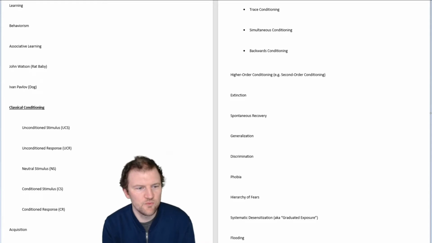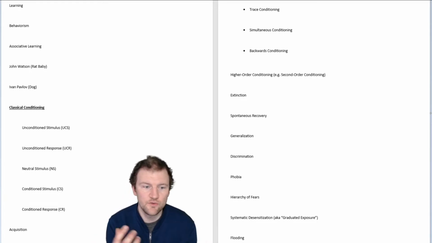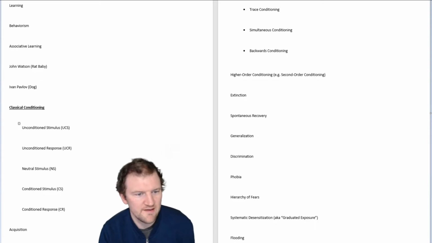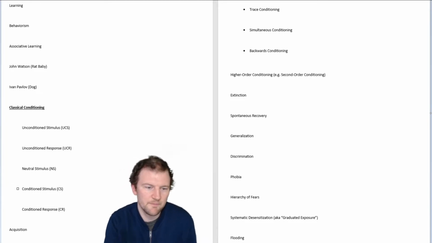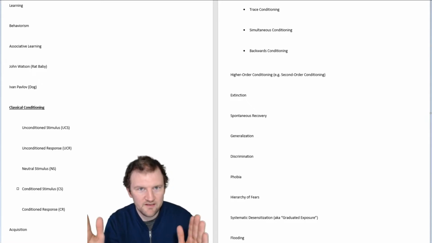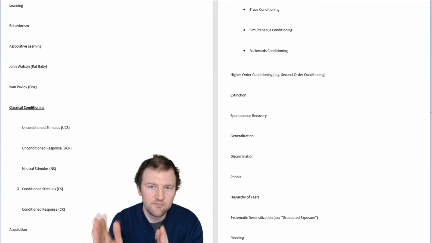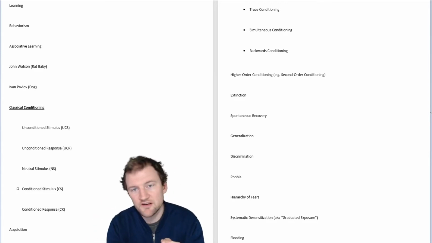Associative learning is what classical conditioning is. It's learning to associate two things. In the case of classical conditioning, that would be the unconditioned stimulus and the neutral stimulus. Once they are associated together, the neutral stimulus becomes the conditioned stimulus, like associating food with a bell. And then once that association is learned, the neutral stimulus of bell becomes the conditioned stimulus of bell, and bell elicits a new conditioned or learned response.